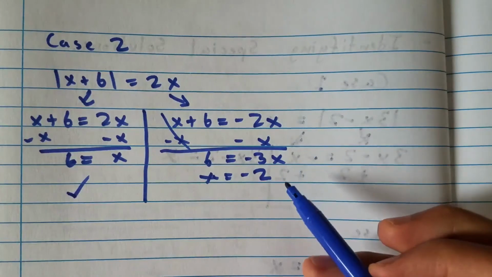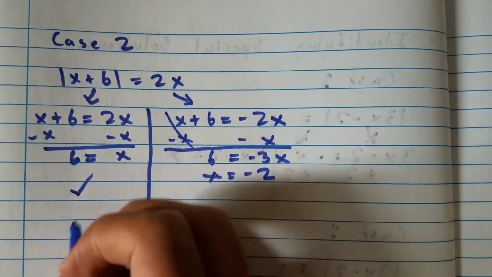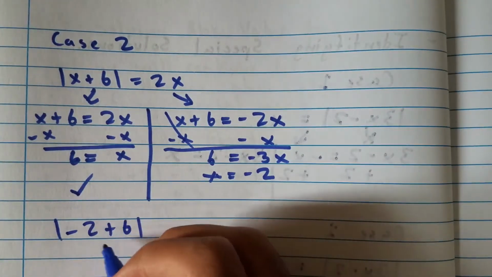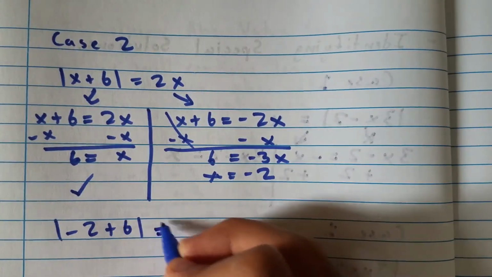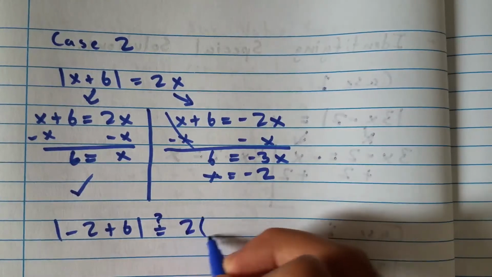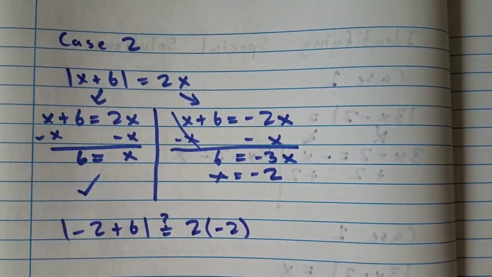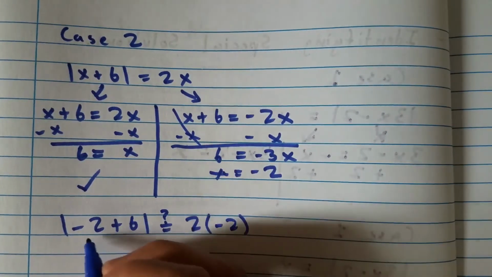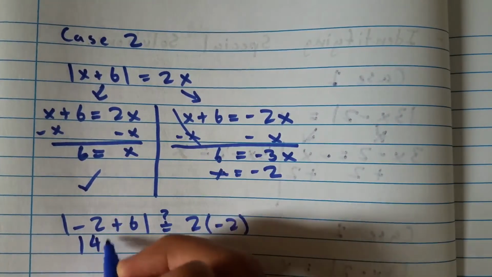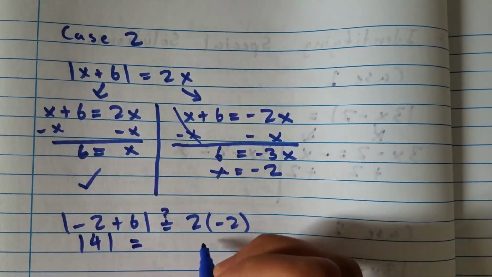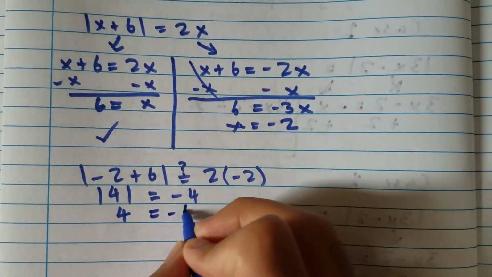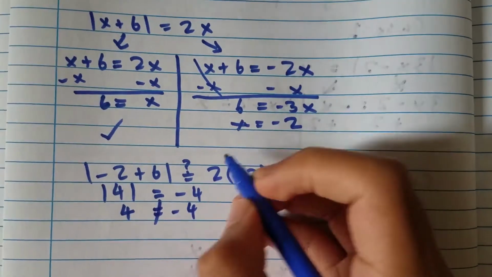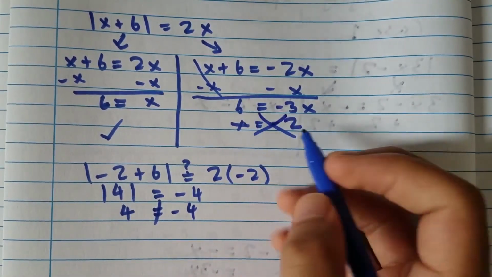Now let's look at x equals negative 2. So if we plug in negative 2 in this equation, the absolute value of negative 2 plus 6 should equal 2 times negative 2. So if we simplify this, we get negative 2 plus 6 equals 4. And then here we get 2 times negative 2 equals negative 4. But this is not true, so we know that this solution is incorrect. So x equals negative 2 is not a solution.